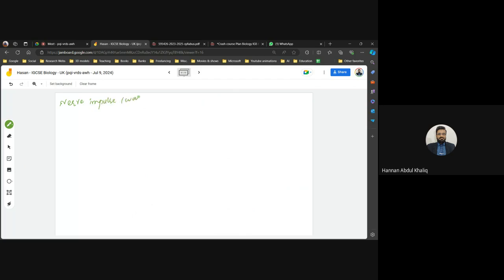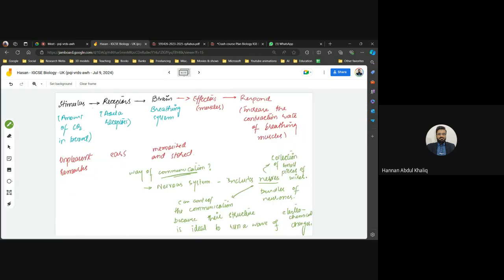It is basically a wave of electrochemical changes. Just like wires are ideal for the flow of electrons, similarly, the neurons or nerves are ideal to bring about a wave of electrochemical changes, which in other words is called the nerve impulse. That is why the nerves are the most important thing that can carry the communication.